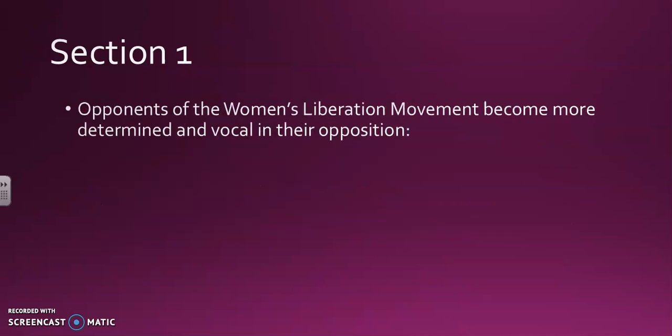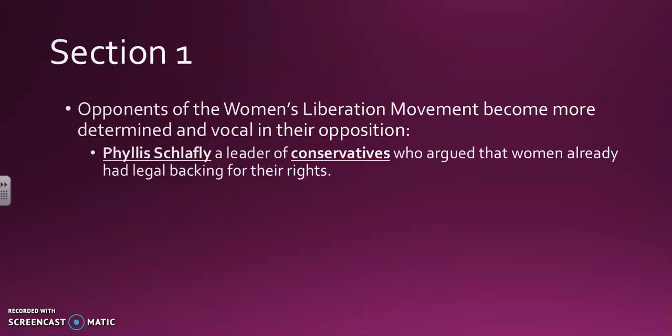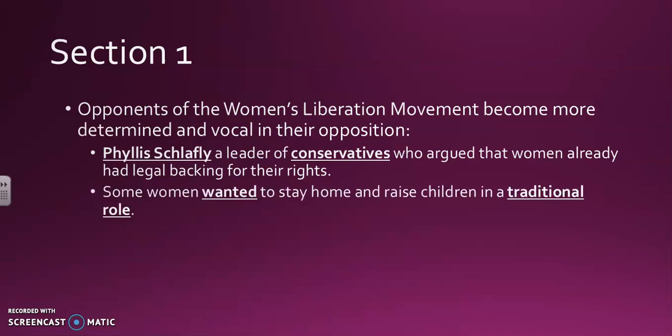And so opponents of the women's liberation movement became more determined and vocal in their opposition. Phyllis Schlafly was a leader of conservatives who argued that women already had enough legal backing for their rights, and she felt that she didn't want things to change. Some women wanted to stay home and raise their children in that traditional role, and they didn't want to feel stereotyped or prejudiced against for not wanting to conform to what this feminist idea is, and they wanted to be able to just stay at home and take care of their kids like they always have.